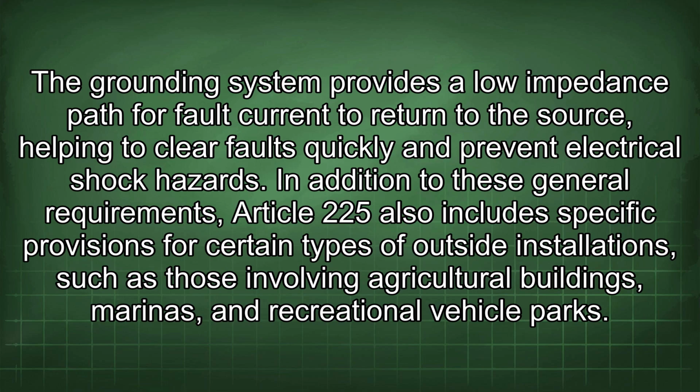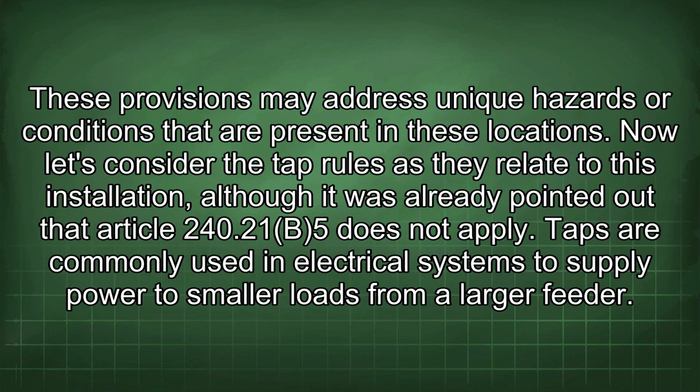In addition to these general requirements, Article 225 also includes specific provisions for certain types of outside installations, such as those involving agricultural buildings, marinas, and recreational vehicle parks. These provisions may address unique hazards or conditions that are present in these locations.